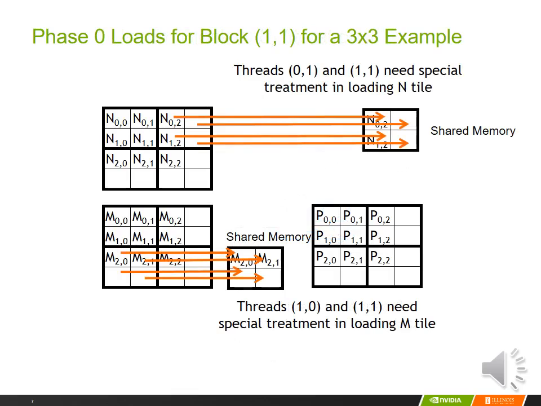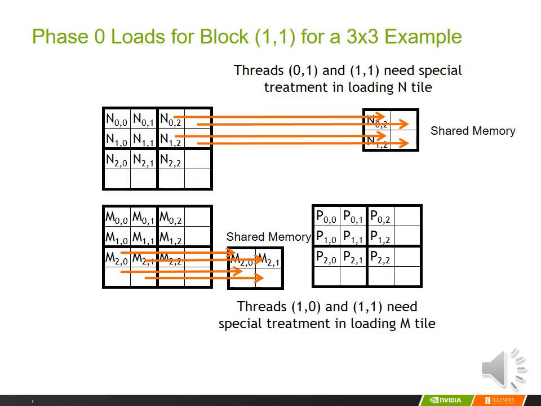The previous example seems to suggest that the boundary condition of loading non-existing matrix elements only happens in phase 1 in the example, or in the last phase of tiled algorithms in general. However, this is not true.